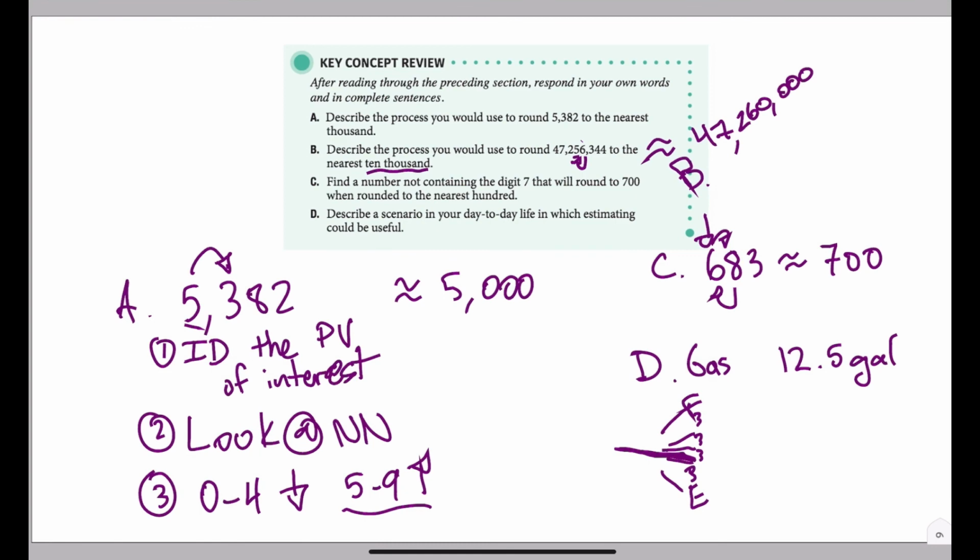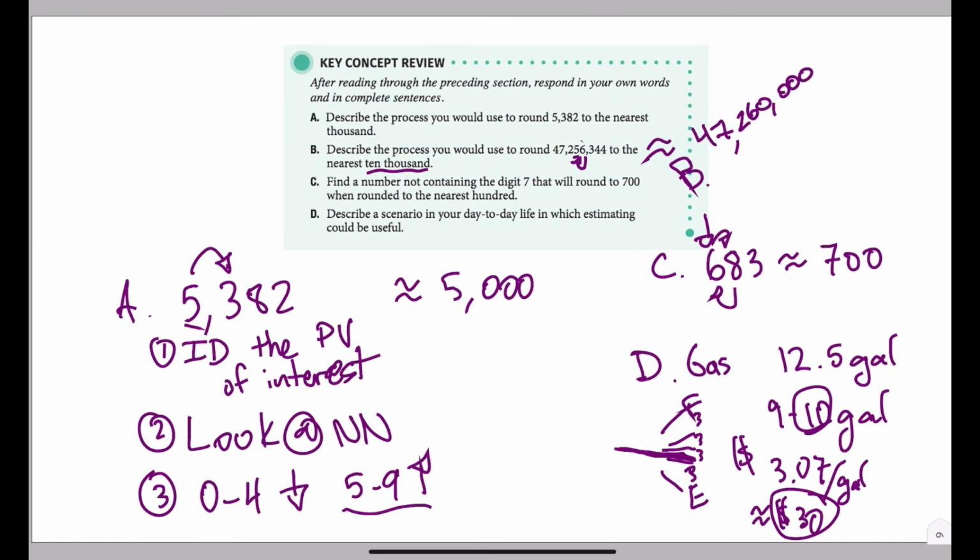And so if I've got a quarter tank left, I'm expecting to get anywhere between 9 and 10 gallons of gas. And if gas is, say, $3, and I'll go with a nice low number from maybe a few weeks ago, $3.07 per gallon, right? That's for 1 gallon. And I'm getting about 10 gallons. 10 times 3, oh, that's about $30 that I'm going to expect to spend on gas when I fill up.